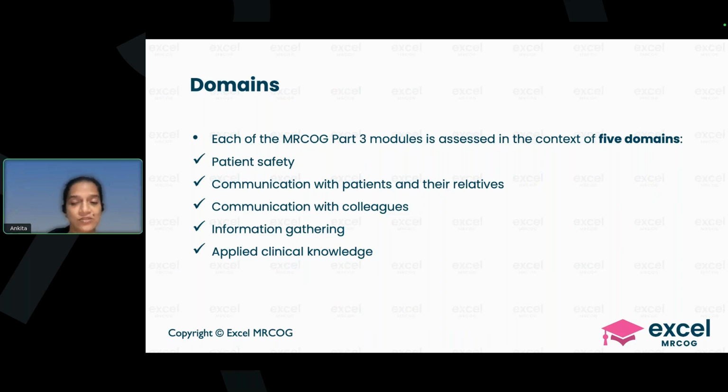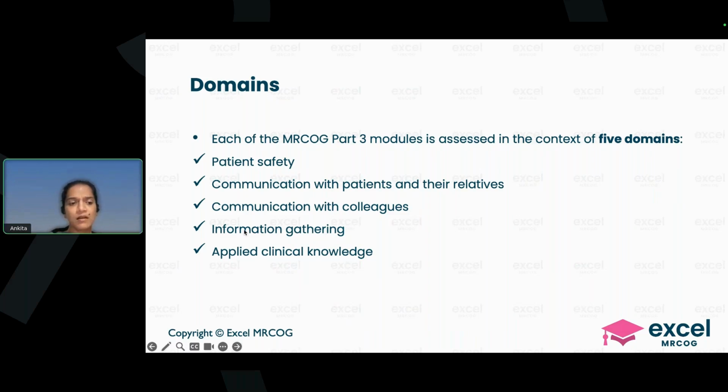Information gathering is also quite easy. We will be discussing that. And applied clinical knowledge is absolutely the clinical knowledge about that particular topic that you need to discuss in the task. All right. So these are the domains.